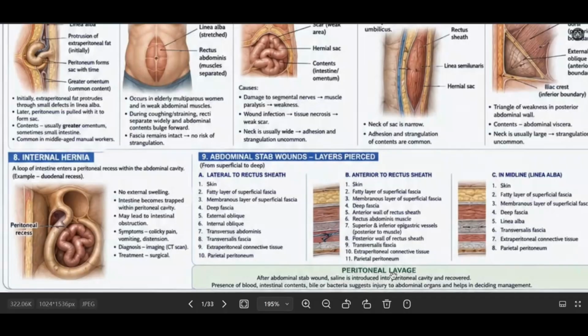So that was all about today's topic and all about the abdominal hernias. All the abdominal hernias are completed here.